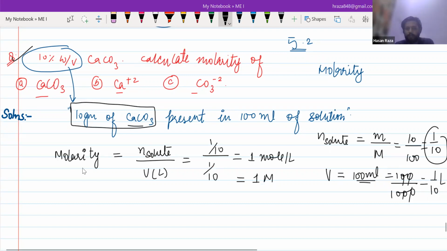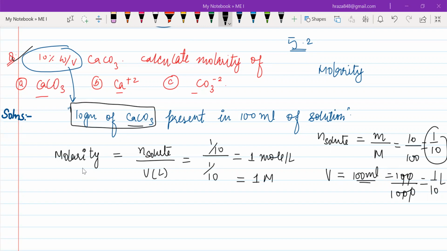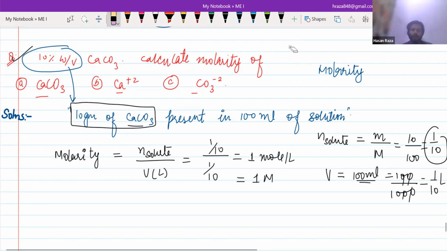How did you get 5.2 into 10 raised to the power, Alan? I thought we'll use the Ksp solution from the equilibrium chapter. No, no, no. This is the simple molarity formula we can apply here.